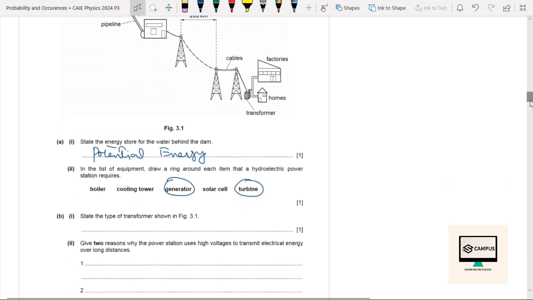State the type of transformer shown in figure 3.1. So we have studied step up and step down transformers. We know that when the electricity is transmitted over transmission lines, it's at very high voltage, 220 kV or 500 kV. This varies in different countries, but it is high voltage. So when it is delivered to our households or factories, it is stepped down. So the transformer, which is shown adjacent to the homes and factories, should be a step down transformer.